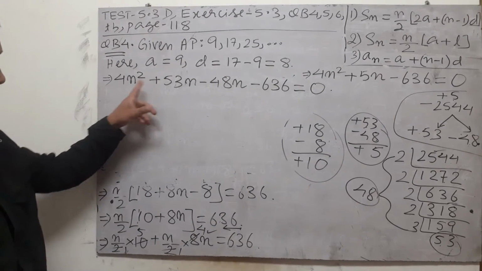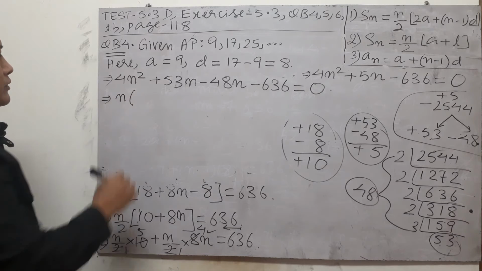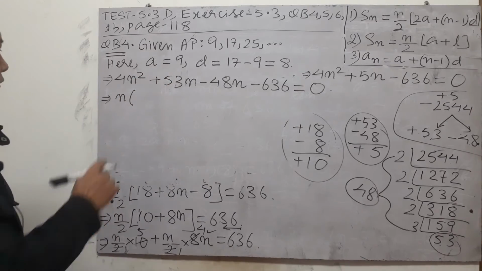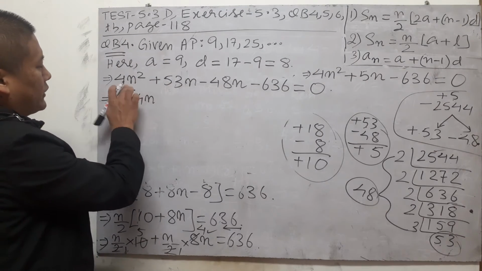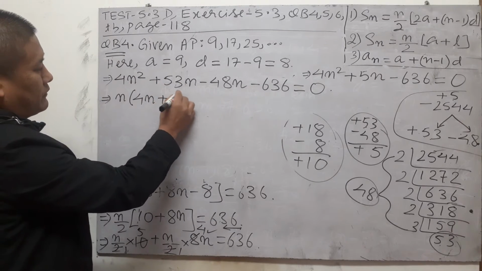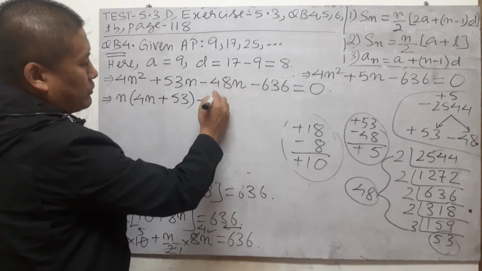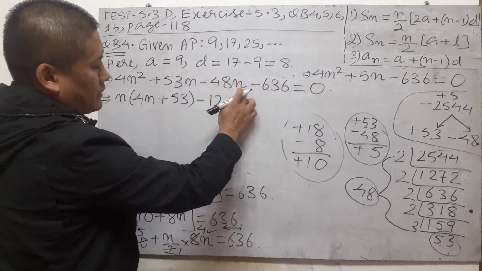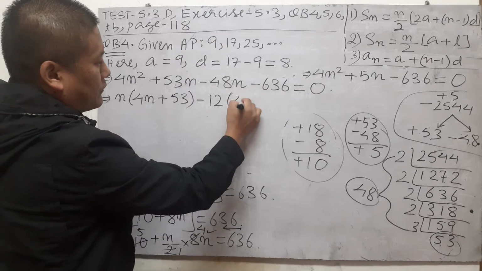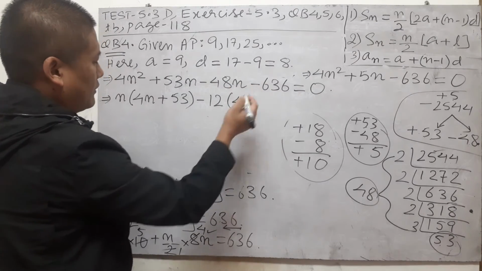So take out the highest common factor of these two, and it is n, because 4 and 53 have no common factor, so we can't possibly take out more. So n into 4n will give you 4n square, plus n has been taken out of the bracket, so only 53 will be inside, minus 12, because 12 is going with both of these. 12 is the highest common factor of 48 and 636. 12 fours are 48, and n is there, so we write matching this.